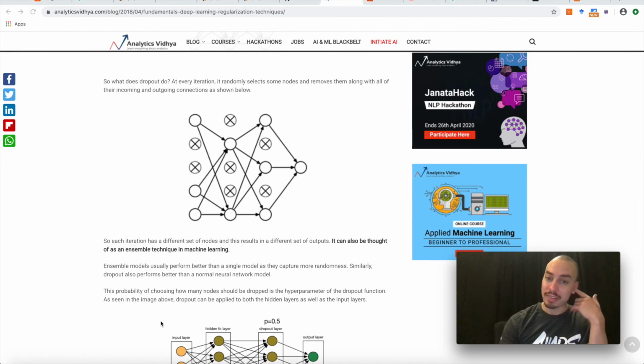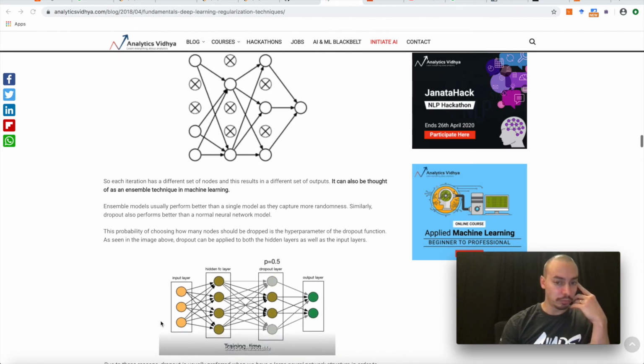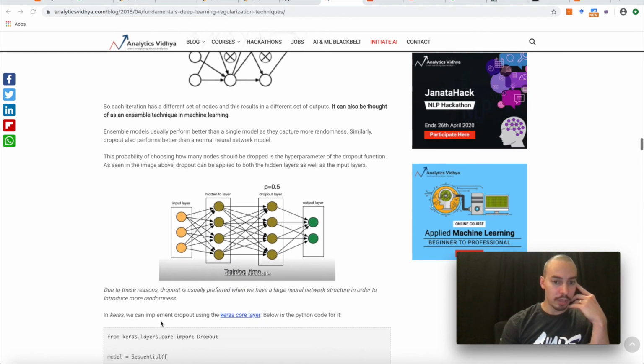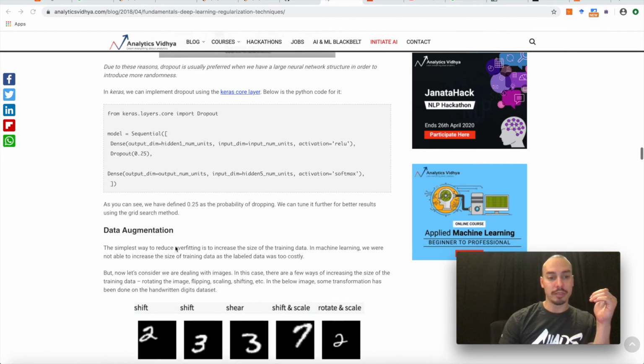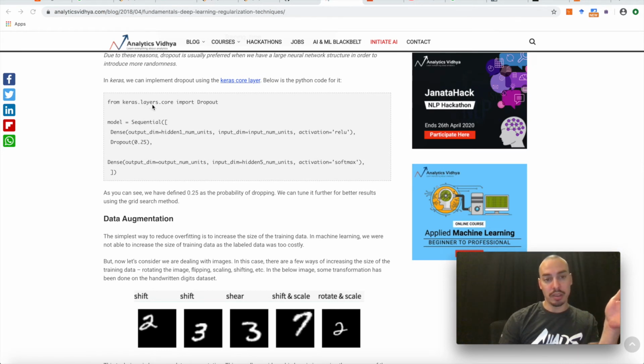So dropout is basically a way to double check which neurons actually do the work, and which neurons basically just slide along values. They say dropout is usually preferred when we have a large neural network structure in order to introduce more randomness. And again, it comes with a snippet for Python Keras on how to do dropout.